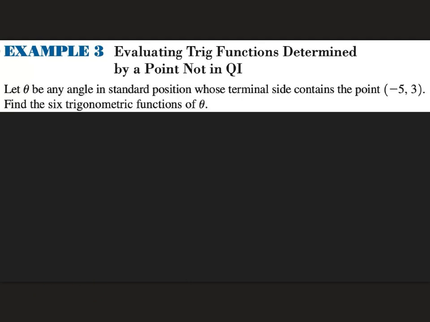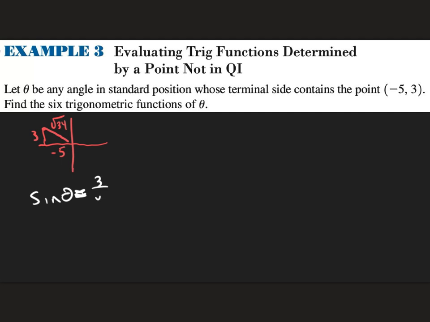Now, let's look at a trig function by point not in quadrant 1. So we got the same thing, but instead of positive 5, 3, we got negative 5, positive 3. Our hypotenuse is still root 34 because that's left over from the last problem. And now let's do the sine, cosine, and tangent. The sine of theta, the ratio. And remember, these are ratios. These are measures of side lengths.